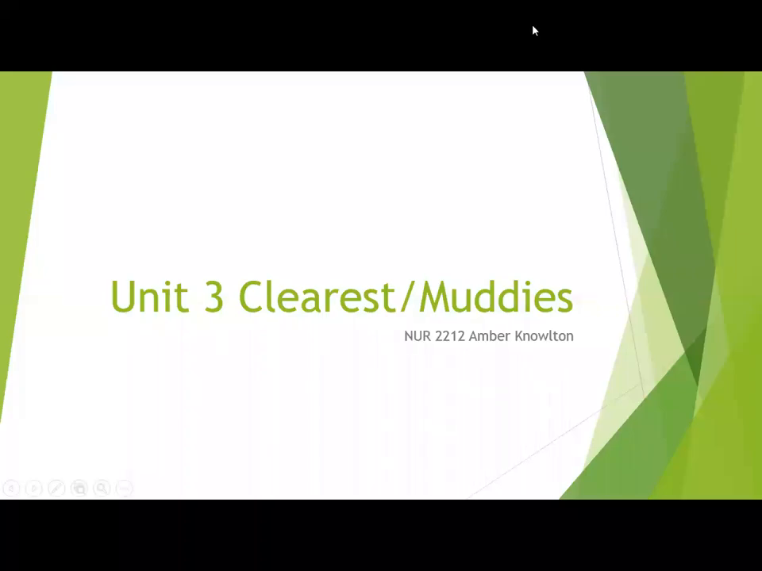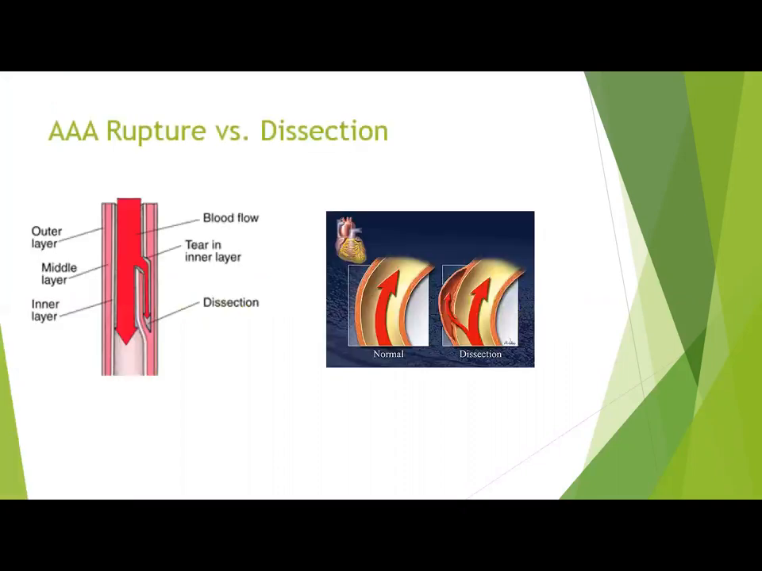This is Unit 3, Clearest, Muddiest points. I broke down all your papers, and what we're going to talk about is coronary artery disease versus peripheral artery disease, AAA rupture versus dissection and AAA surgery, arterial versus venous problems, VTE intervention, and hypertensive drug therapy.